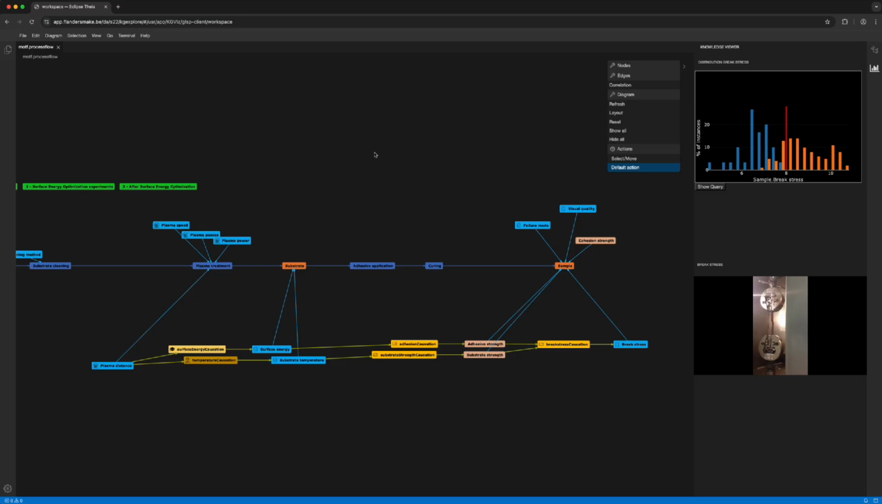Root cause analysis can also be facilitated by means of knowledge graphs. Based on data and domain knowledge, we will be able to automatically find the reason why, in this example, break stress is not achieving its required 8 megapascal.